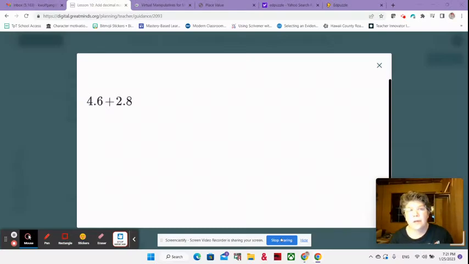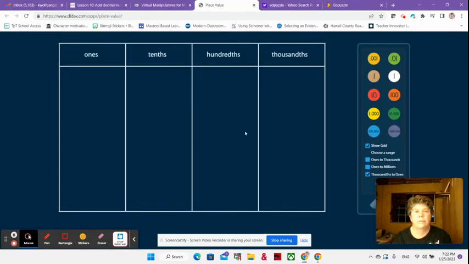Right, here we are on video 9.2, our second video of lesson 10. We're looking at how we can use the vertical form to add these two decimals. We're going to start with place value discs. If you don't have a place value disc set yet, go ahead and pause the video and go get one, because you are going to need it. I have a digital one here on my computer that I'm going to model with you as we go.